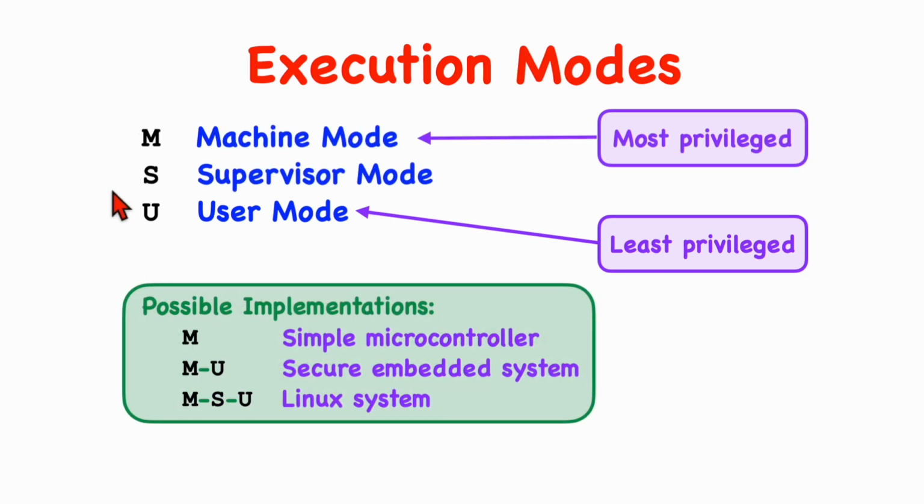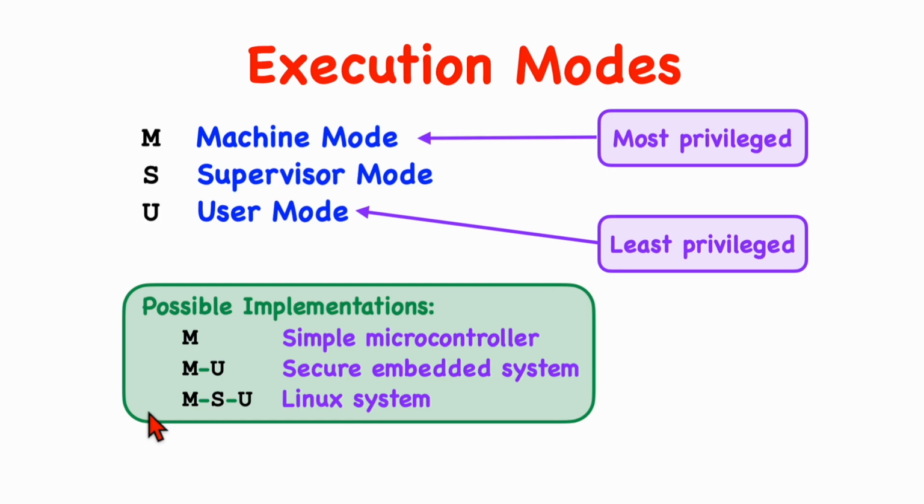A particular RISC-V core may or may not implement all three protection levels. Here are the allowable combinations. Machine mode is always required. The simplest RISC-V cores would implement only machine mode, and these would have no security or protection at all, since all code is running at the highest, most privileged level.